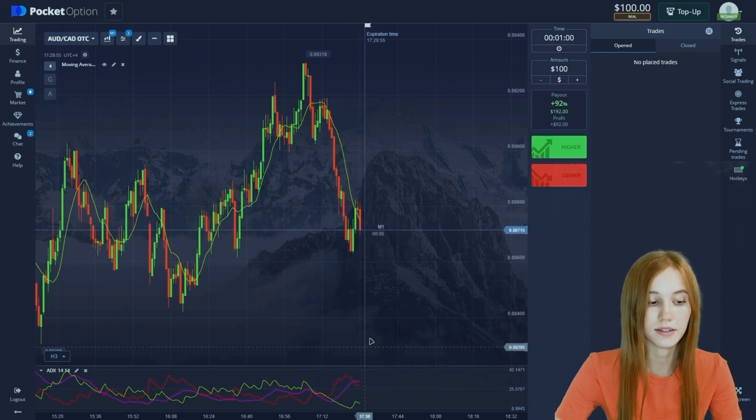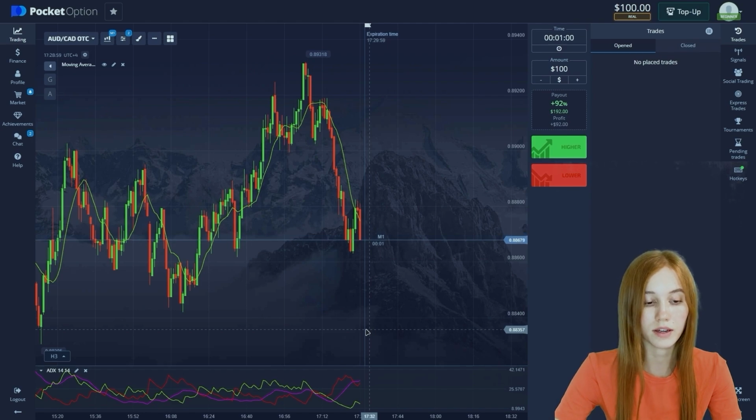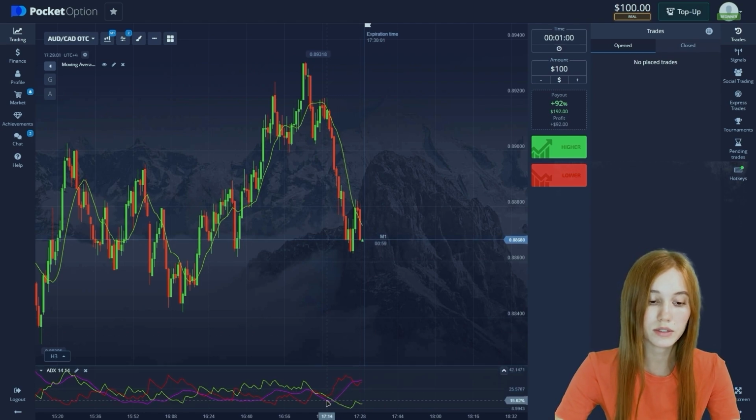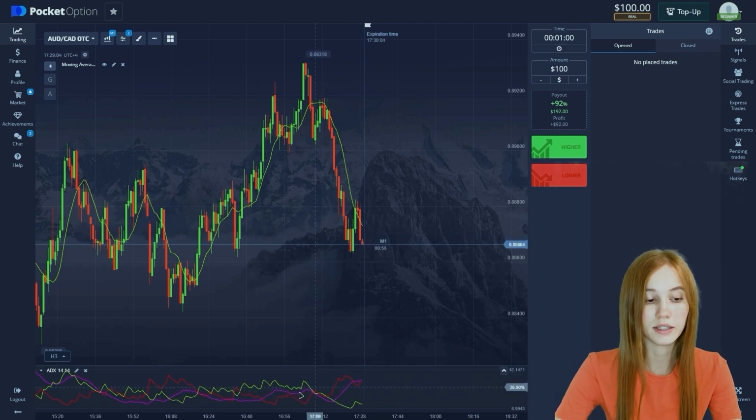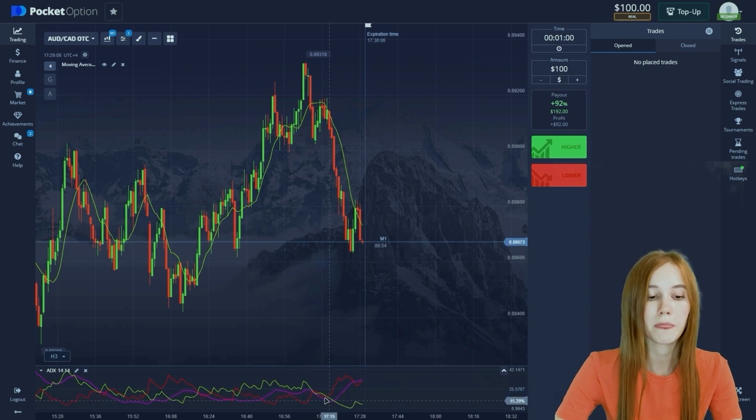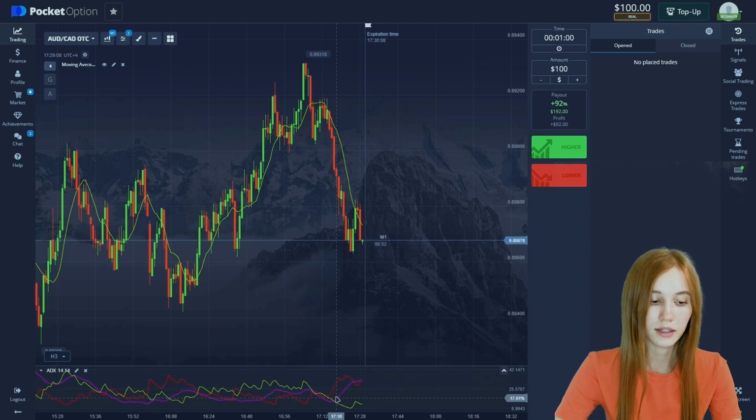We see that the strength of the trend has increased. Before that it was in oversold values, then it dropped a little and then a sharp drop occurred. The trend rose sharply and now there are also sharp adjustments.